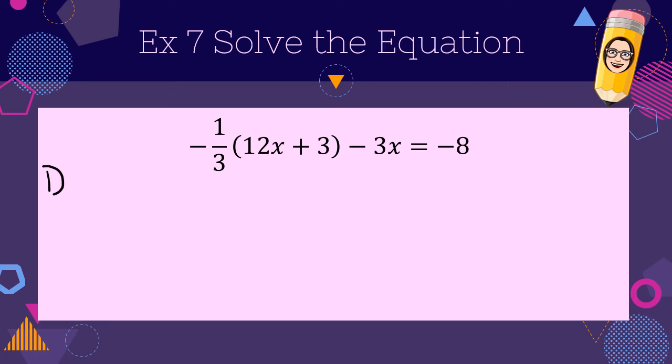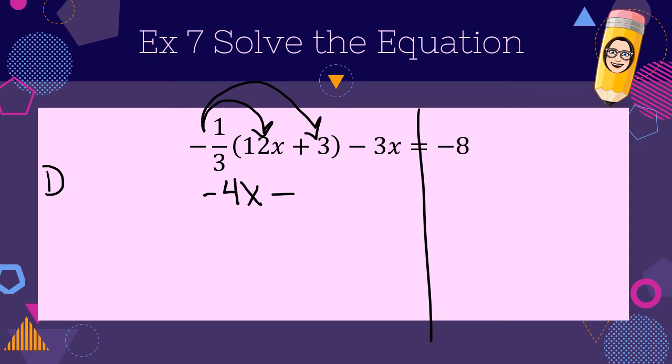I know, another fraction, but guess what? It's not too bad. Let's distribute. A negative times a positive is a negative. 1/3 of 12, meaning 12 divided by 3, is -4. Don't forget the x. Negative times positive is negative. 1/3 of 3, or 3 divided by 3, is 1. So notice, even though I'm having you distribute a fraction, it works out kind of nice.